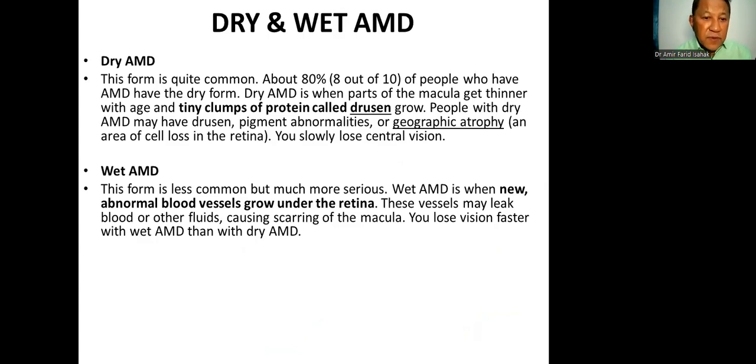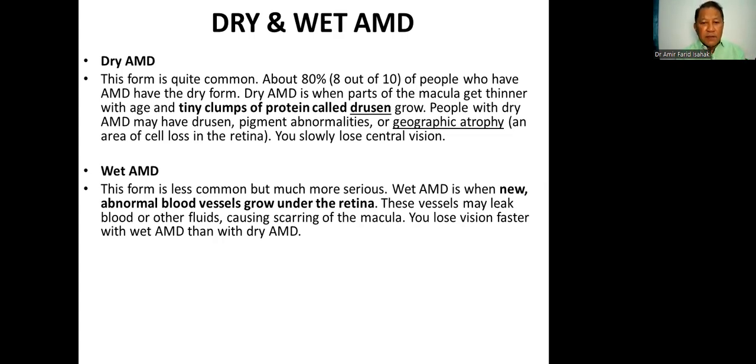So the dry form of AMD, this form is quite common. About 80% of people who have AMD have the dry form. And this is when parts of the macula get thinner with age and tiny clumps of protein called drusen grow. People with dry AMD may have drusen, pigment abnormalities, or geographic atrophy. That means areas of cell loss in the retina, and you slowly lose central vision.